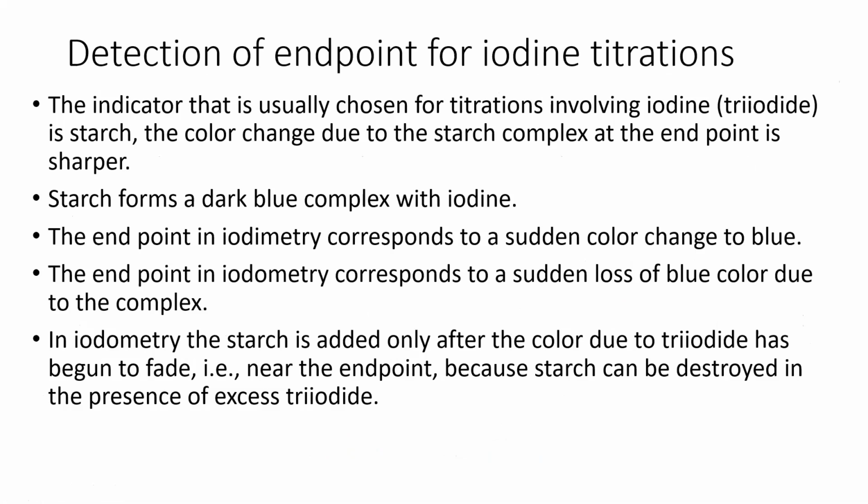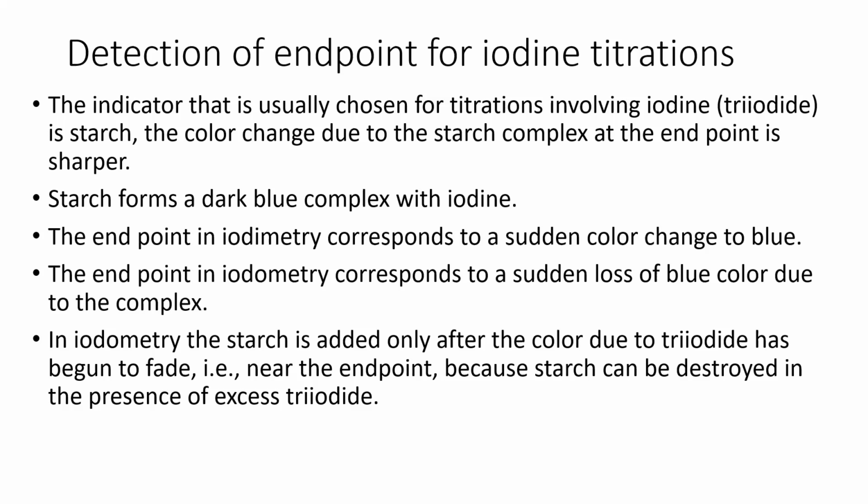So for the detection of endpoints in iodine titrations, the indicator that is used for titrations that involve iodine is starch. The color change due to the starch complex at the endpoint helps us to know when the reaction is complete, because like I said before, starch will form a dark blue complex with iodine. So the endpoint of iodimetry will correspond to a sudden color change to blue. Remember, in iodimetry, iodine gets reduced to iodide, and the color change with starch will be blue, and that tells us that the reaction has been completed. In iodometry, there will be a loss of that blue color.